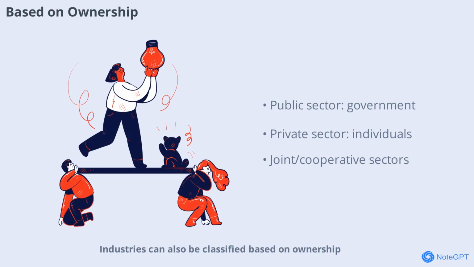Industries can also be classified based on ownership. This includes public sector industries owned by the government, private sector industries owned by individuals or companies, joint sector industries with both government and private ownership, and cooperative sector industries owned by a group of individuals. Each type has its own advantages and challenges.